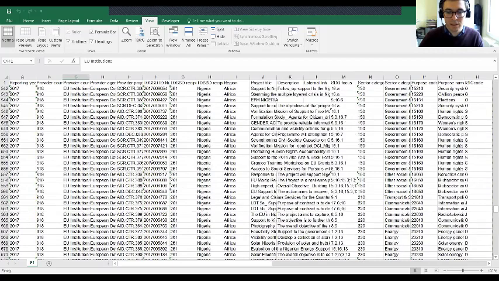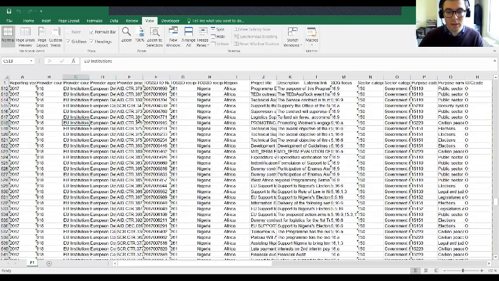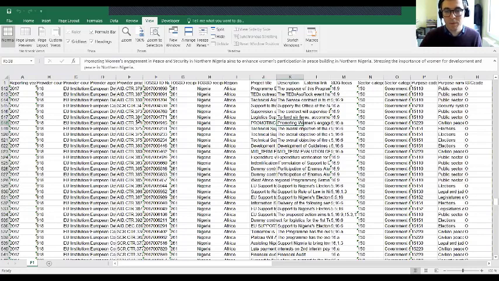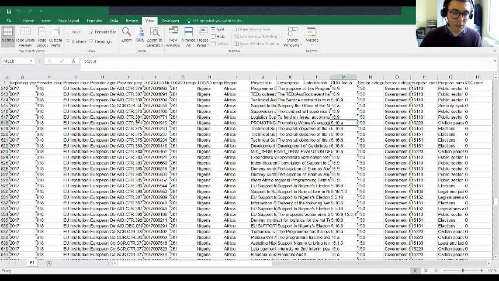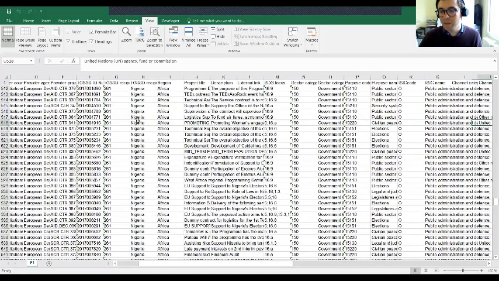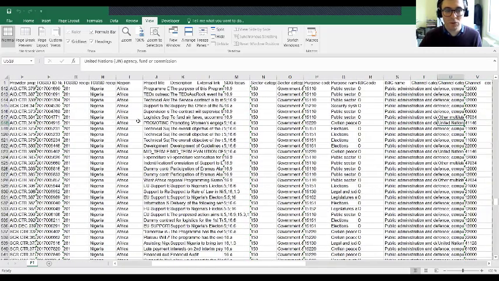So again, taking an example here. It's the European institutions reported by the European Development Fund, so the EDF. Title is Promoting Women's Engagement in Peace and Security in Northern Nigeria. And a bit more explanation here. It's linked to goal 5, the gender equality SDG, and goal 16, peace and security. So it's possible to report on multiple SDGs per TOSSD activity, but there should at least be one. The sector is government and civil society. You also have the ISIC name, which is public administration. The channel is through the United Nations, so it's implemented by a United Nations agency.